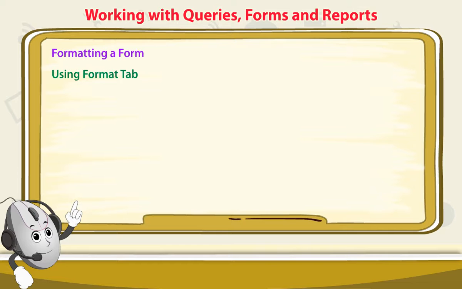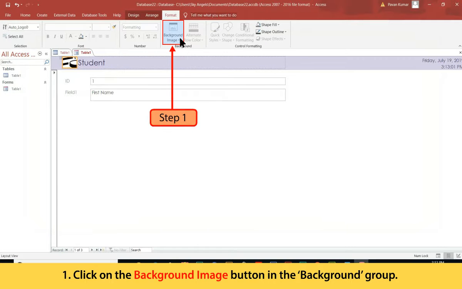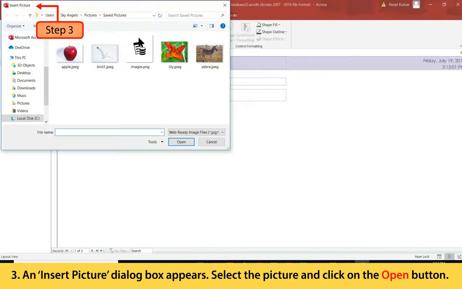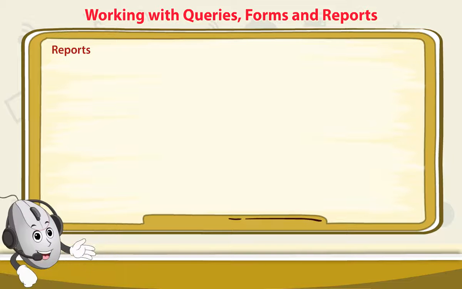Using the Format tab. Follow these steps to format a form using the Format tab. 1. Click on the Background Image button in the Background group. 2. Click on the Browse button displayed. 3. An Insert Picture dialog box appears. Select the picture and click on the Open button.